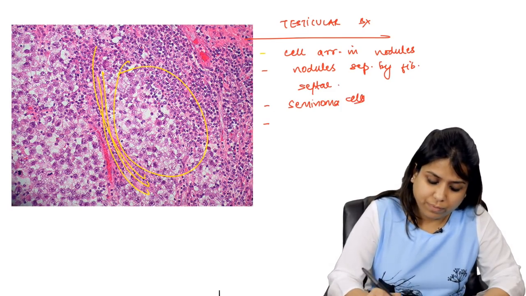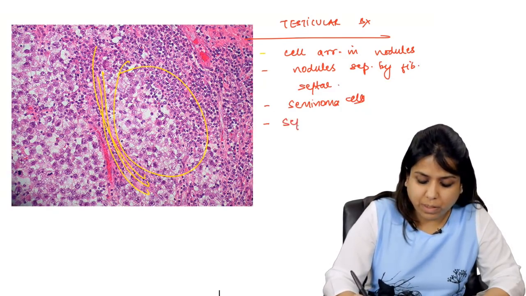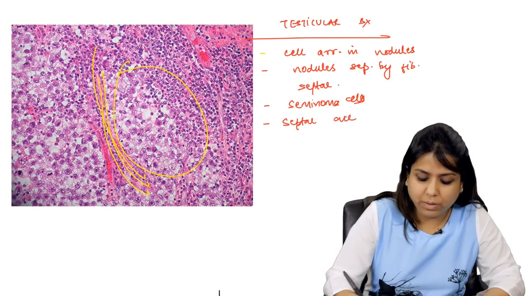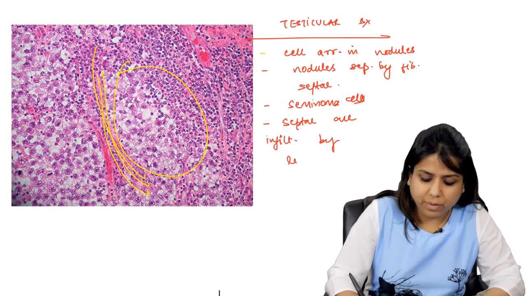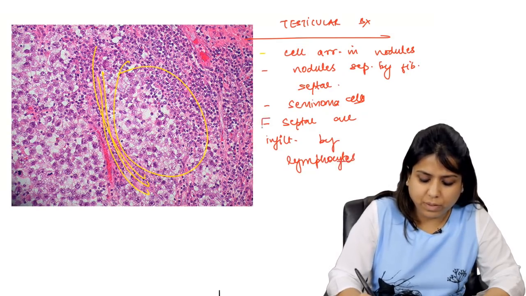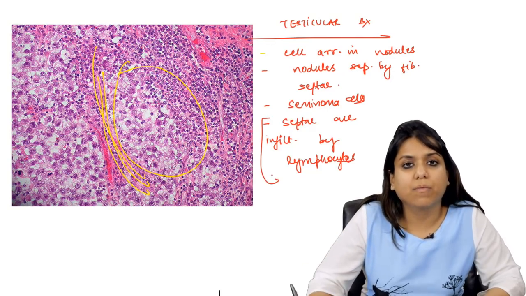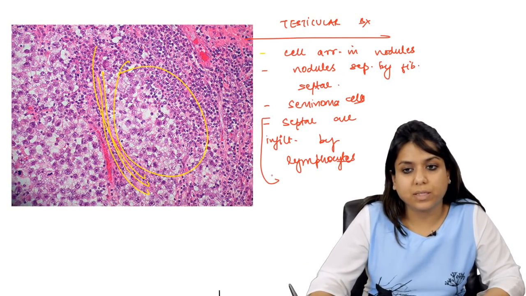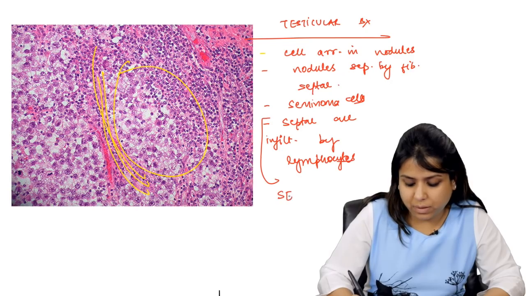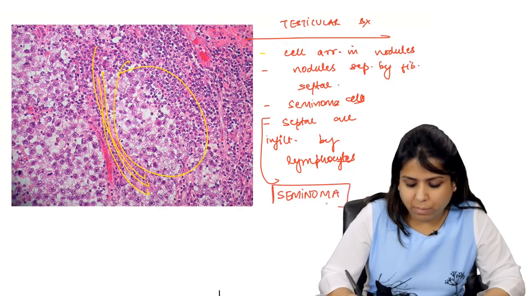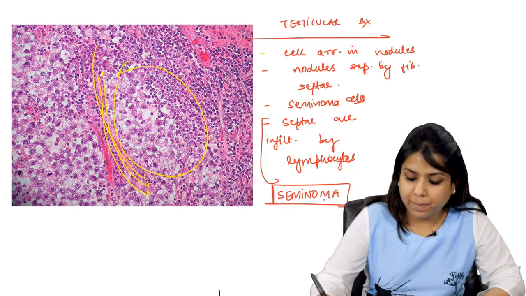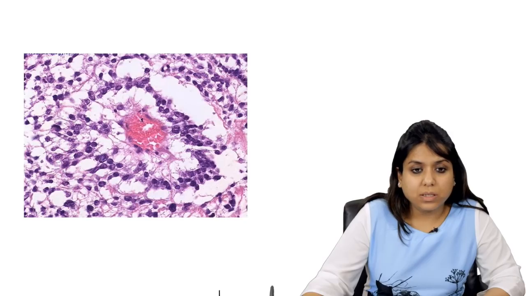A very important feature is that the fibrous septae are infiltrated by lymphocytes. These septae have a large number of lymphocytes. So, this is basically the slide of a patient with seminoma. Clear?